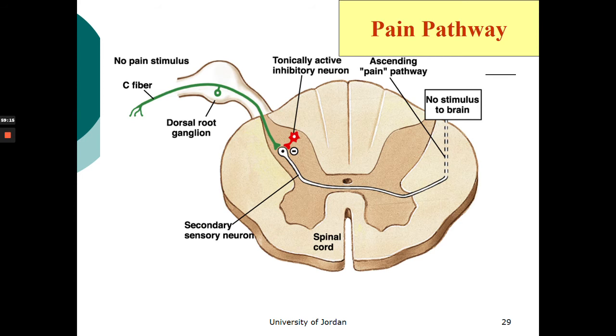These are the pain fibers, C fibers, say. Their nuclei are found in the dorsal root ganglia. They synapse at the dorsal horn with the sensory second order neuron that transmits pain, the ascending pathway.